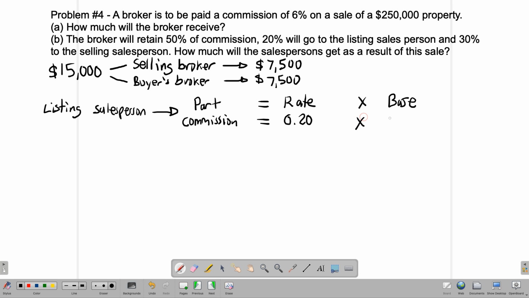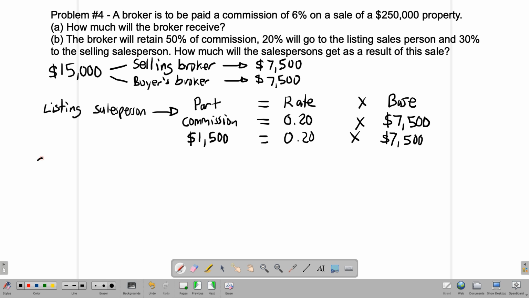Of course, that's applied to whatever their broker received, which in this case would be $7,500. So we multiply 7,500 times 20%, and we have a value of 1,500. And this is what we wanted to show for the listing salesperson.